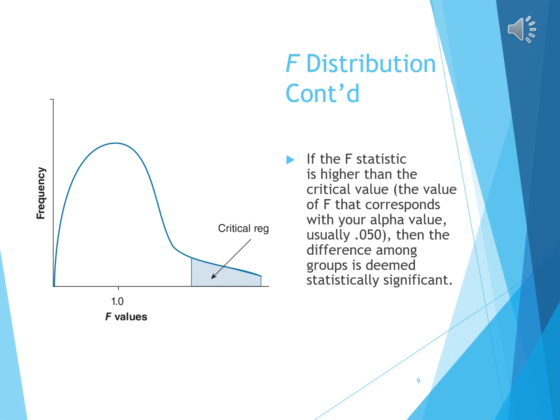Once you find your F critical value and establish the critical region, then you compare your F test value against that, and if it falls in the critical region, you can still reject the null hypothesis. So it's going to take the same steps for hypothesis testing that we've been doing all semester.